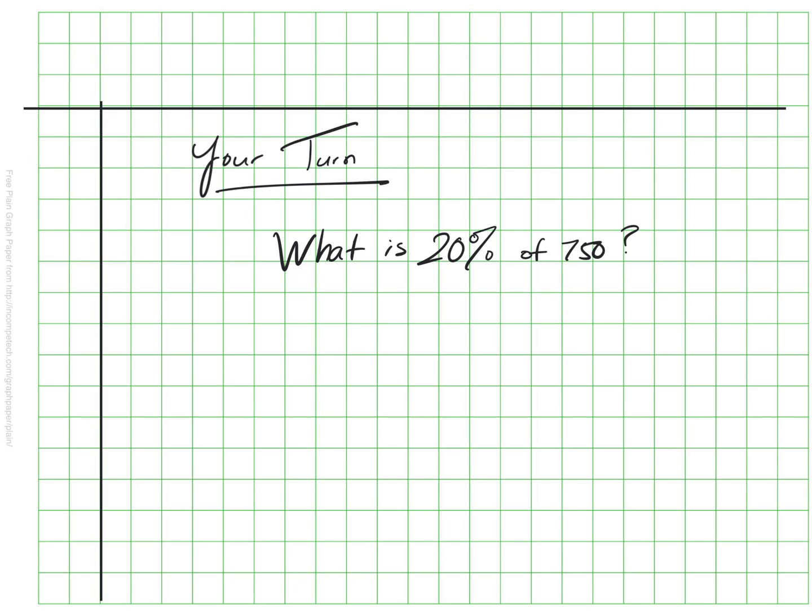The your turn that you're required to try to solve is what is 20% of 750? I would probably use a ratio table for this, but you could use whichever strategy works best for you. Because of course the essential question for the video is what ratio strategies can we use to work with percentages? So there are a couple choices and you should choose the one that works best for you in this situation.